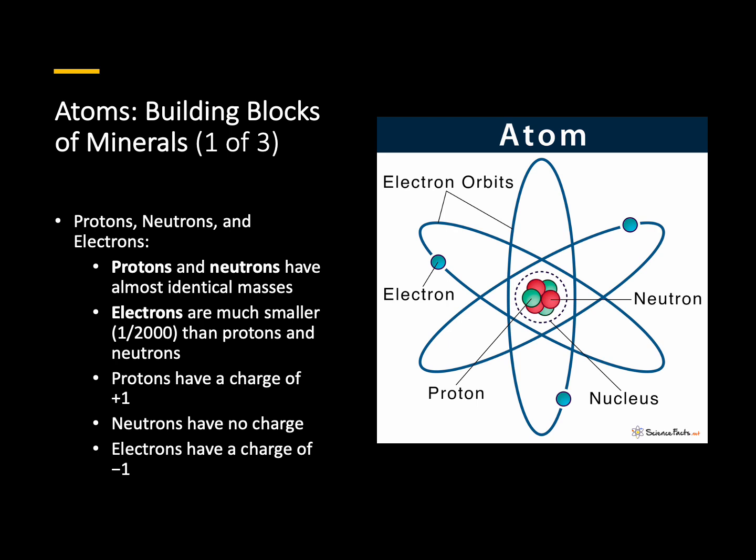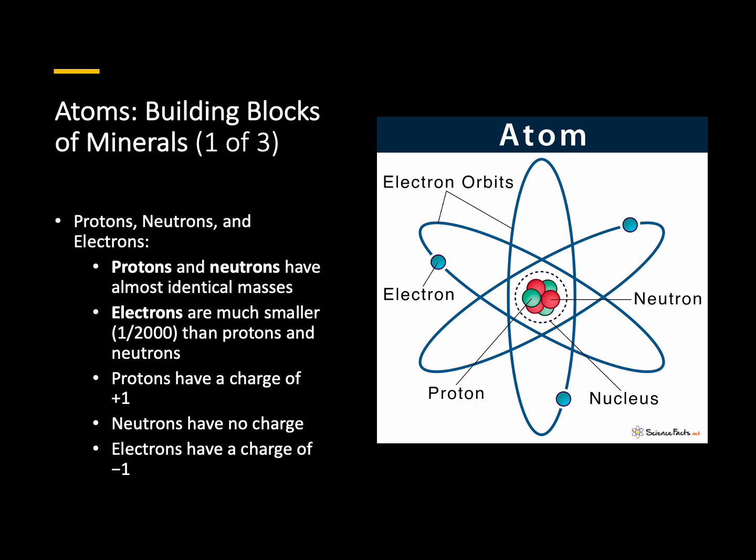But when we're looking at what makes up our atoms, we're looking again at those three small particles: protons, neutrons, and electrons. We're going to see that protons and neutrons have nearly identical masses. This means that they take up about the same amount of space and weigh about the same as each other. But electrons are very different. They are incredibly tiny. They're about 1/2000th of the size of a proton or a neutron. And because they're so tiny, they have very little weight associated with them.